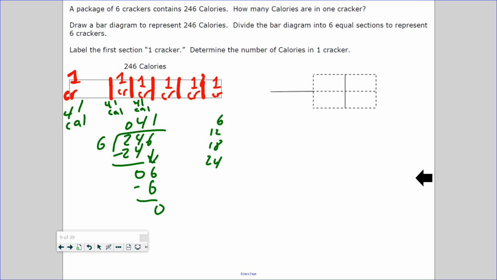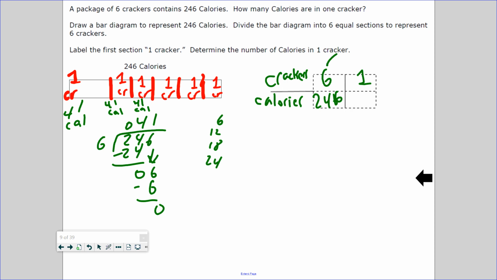So some people like bar diagrams. But I prefer something called a table. So make sure you draw a table. In a table, you have to put the labels out here. So the labels are crackers and calories. So you write 6 crackers, 246 calories. How many calories are in 1 cracker? So we have to put the number 1 in the cracker section.